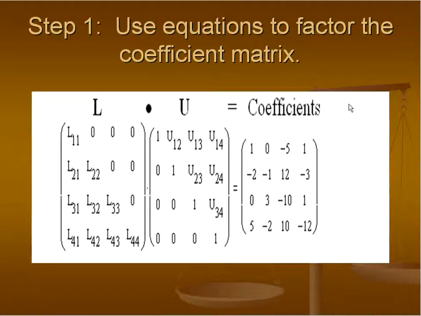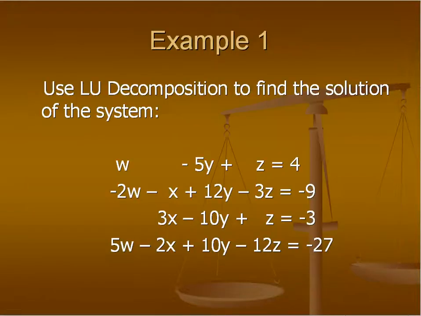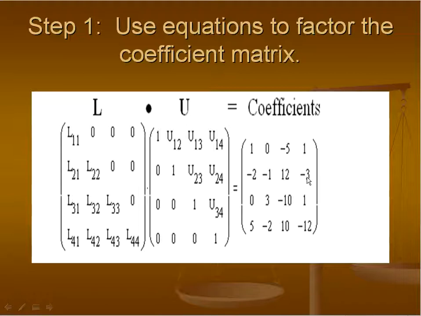And as you see, what's written here is 1, 0, negative 5, 1. And the next row, let's go back to the system, negative 2, negative 1, 12, negative 3. And you go back and you see that that is what is written here in the coefficient matrix. And the same thing for the other two. Okay, so we've got it set up.